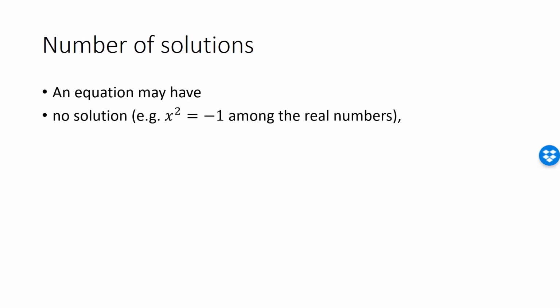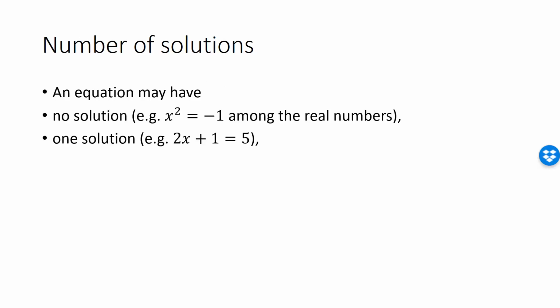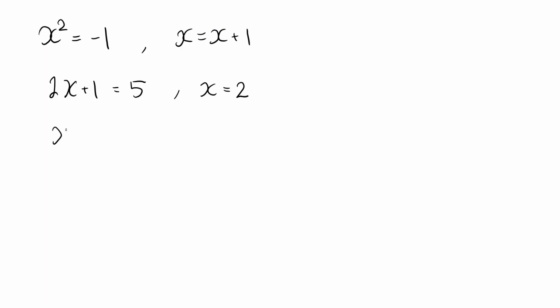It is possible for an equation to have one solution. For example, 2x plus 1 is equal to 5 has only one solution, 2. An equation can have precisely two solutions. x squared equal to 1 has two solutions, x is equal to 1 and x is equal to -1. We also have equations with precisely 3 solutions.